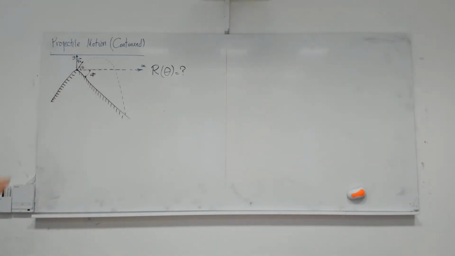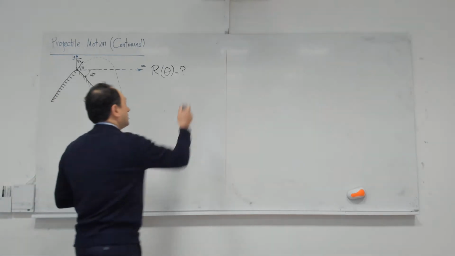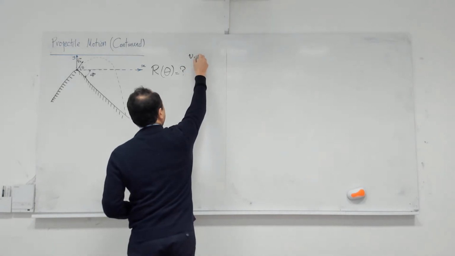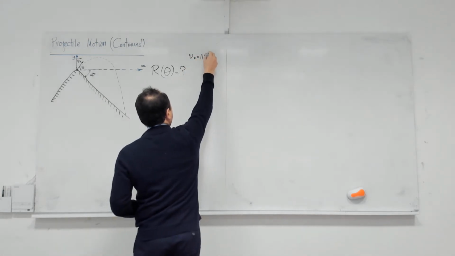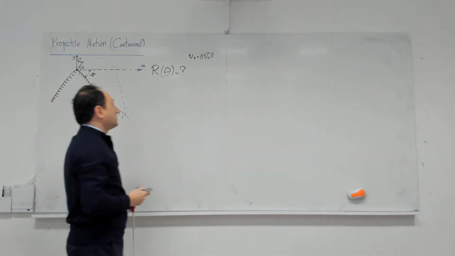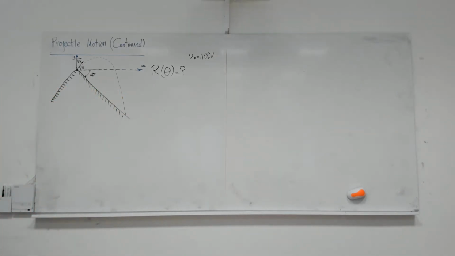Okay, now can you tell me how should I find this range as a function of theta? So let me tell you, V node in this problem, V node is the magnitude of the velocity, and I assume that this is constant. Yes. So how should I calculate the range? Just give me the strategy, the details I can calculate.